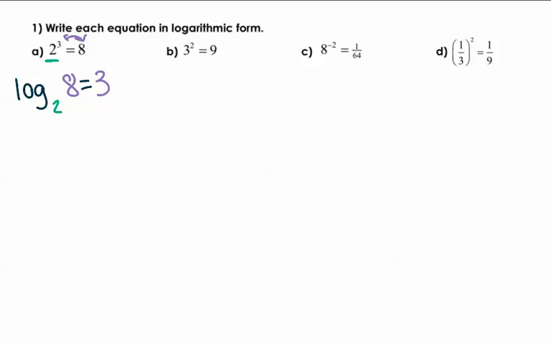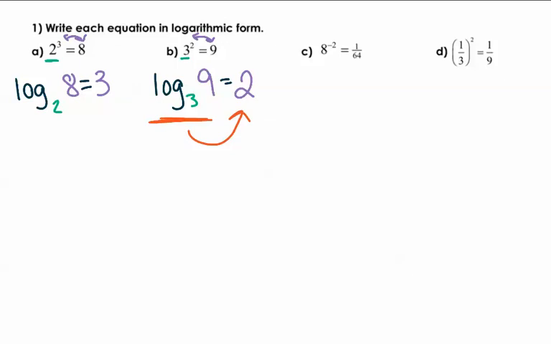The next one, 3 squared equals 9. So now we need the word log in our problem. The exponential base of 3 becomes the log base of 3. And then these two numbers switch places. So now we're going to end up with 9 equals 2. So log base 3 of 9 equals 2. This is basically saying, 3 to what power is 9? Well, 3 to the second power is 9.